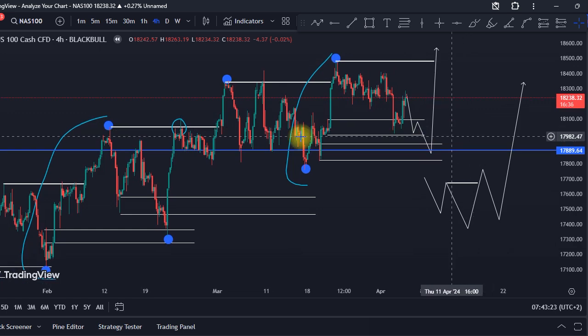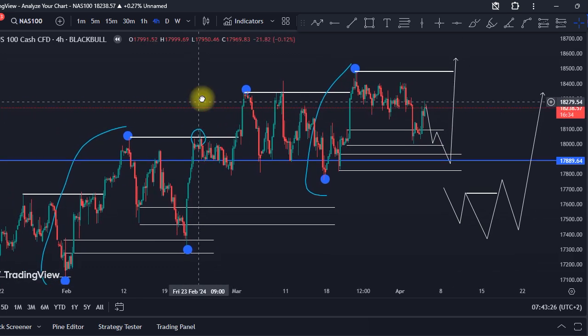So there you have it, guys. This is what I think is going to happen on NASDAQ.